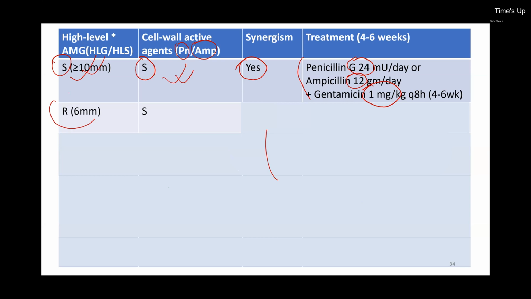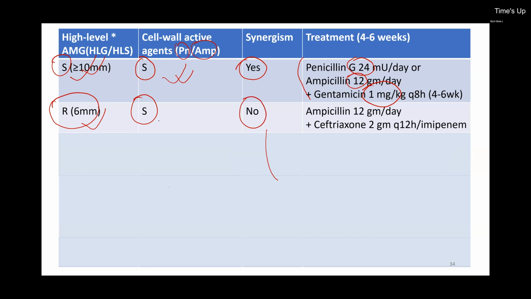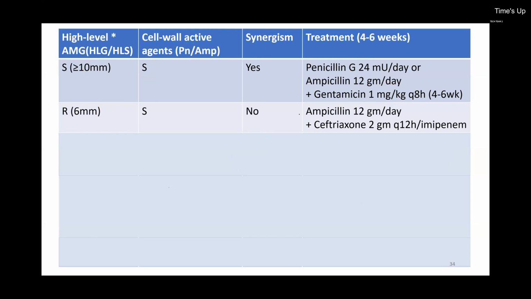What if the synergy comes out to be resistant? If the synergy comes out to be resistant and my drug, penicillin or ampicillin, is susceptible, synergism is still not going to act, because as I've told you, HLG coming as resistant means synergism won't work. In those cases, there are various modalities we can use. Among the recommended modalities, one is ampicillin in standard dose, and ceftriaxone can be reliably combined with it, or imipenem can be combined with it, and can be used to treat those infections. So ceftriaxone can be used for treatment of enterococcal infections.